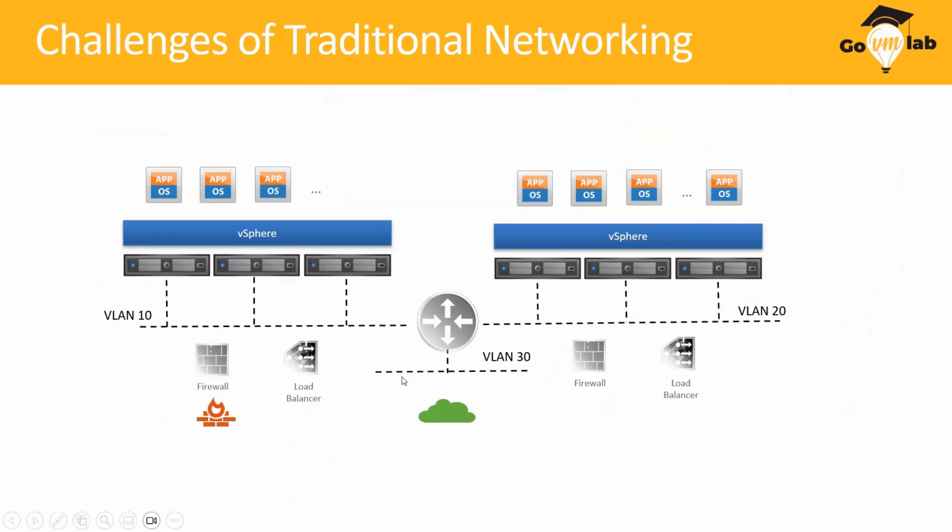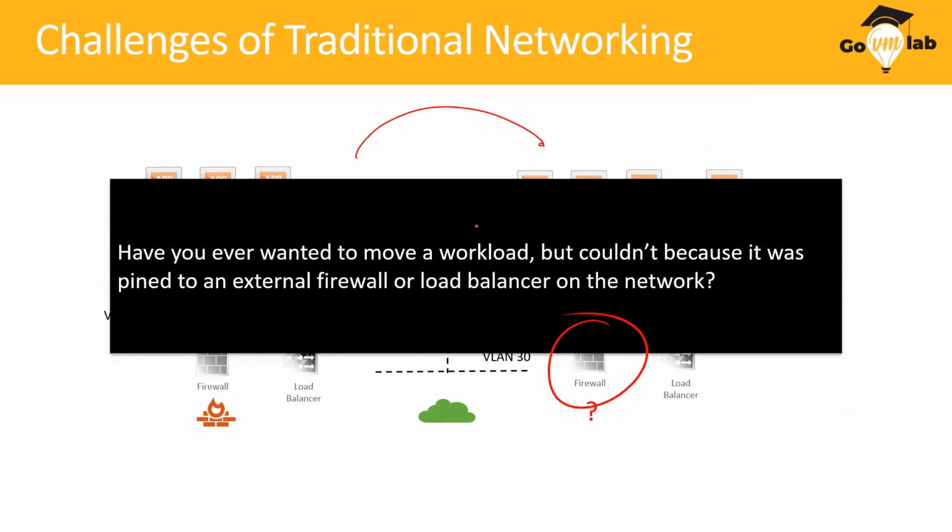That's another problem. So this is what this particular slide says: the moment you migrate a VM, there will be a change in IP. Now, when there is a change in IP, this firewall is not aware of it. So that's a problem, right? So have you ever wanted to move a workload but could not because it was pinned to an external firewall or load balancer on the network?